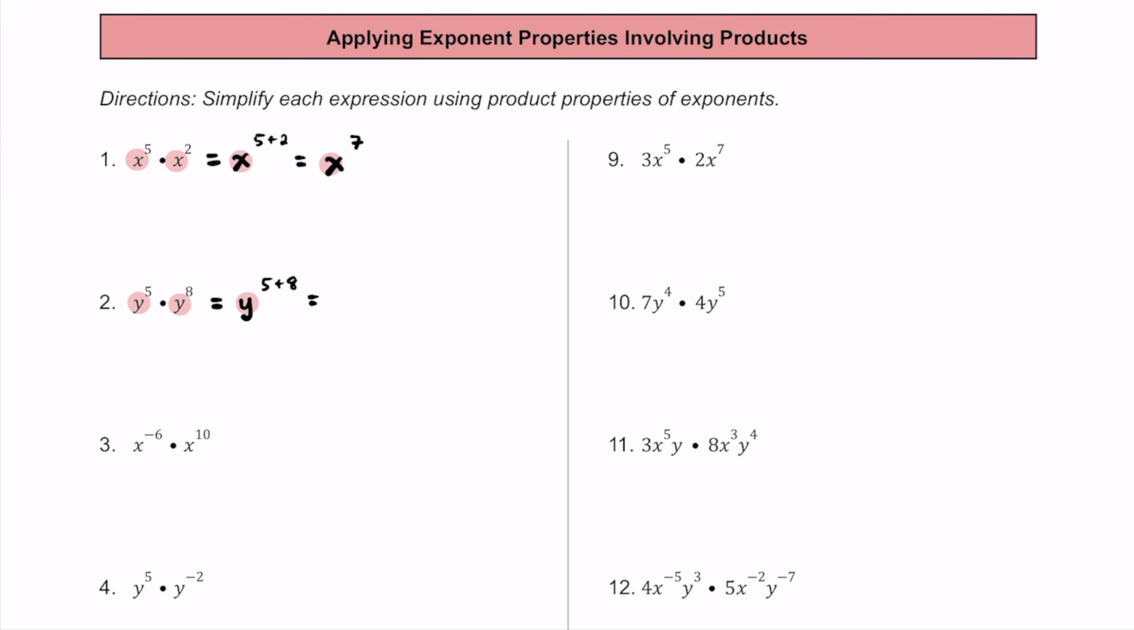Now 5 plus 8 is equal to 13, so our final expression here is going to be y to the 13th power, and notice they have the same base, so we can just write it using one base instead of two. For number 3, we have x to the negative 6th power times x to the positive 10th power.